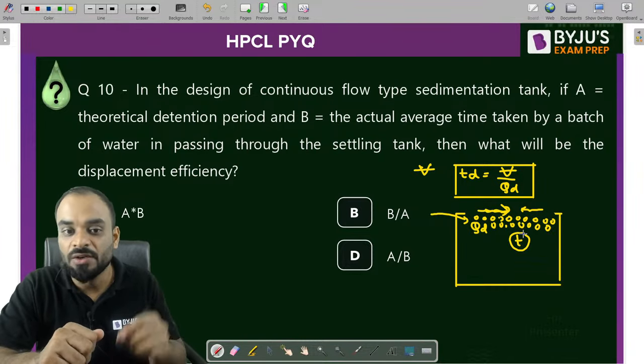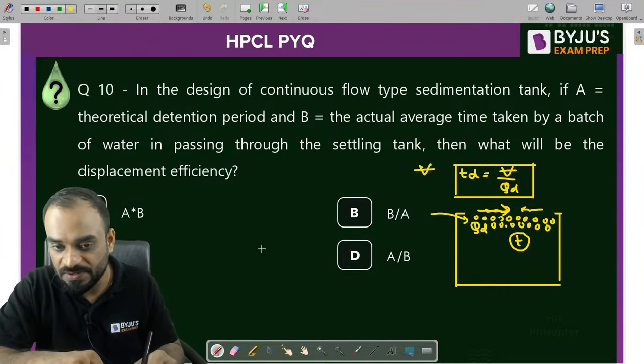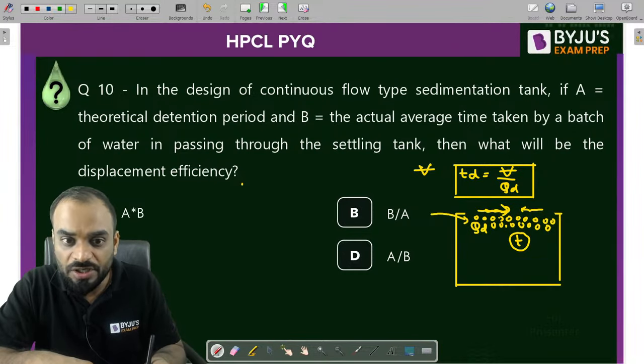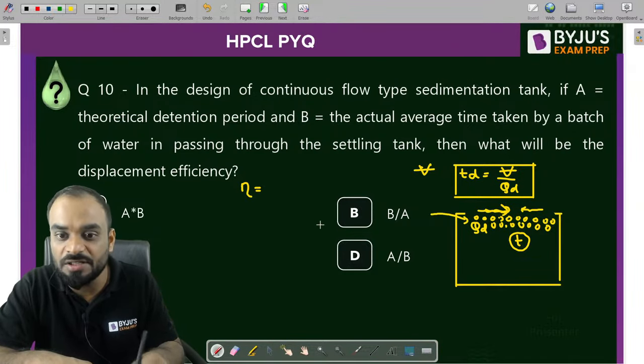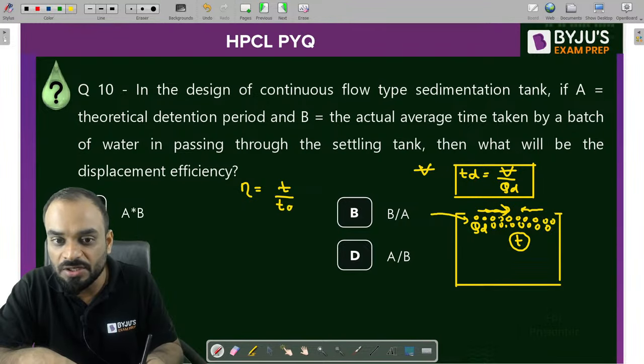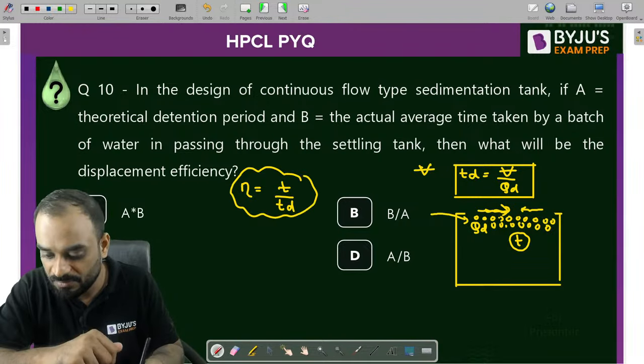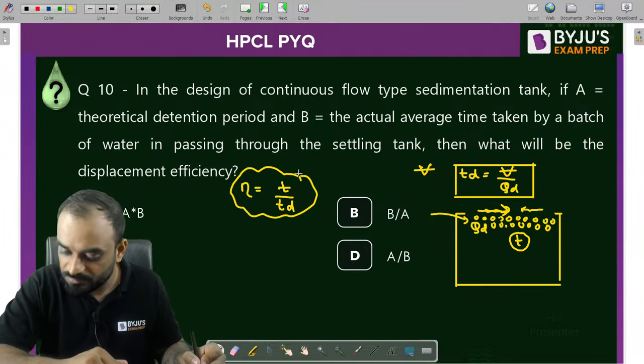And that's why, guys, we need to calculate the displacement efficiency. Clear? So the displacement efficiency is the ratio of actual time upon detention time. That is the reason. Clear?